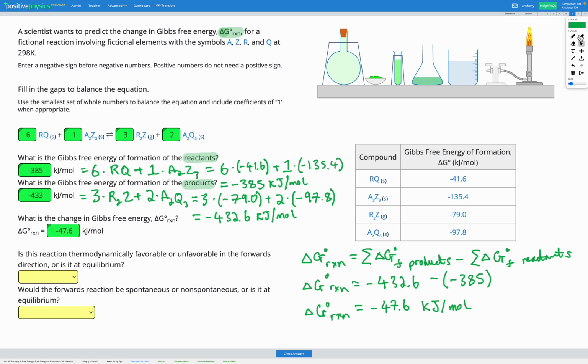Awesome. So same as the previous skills, we're now figuring out, is our reaction thermodynamically favorable or unfavorable? And is it spontaneous or non-spontaneous in the forwards direction? Since our delta G naught of reaction is less than 0, we have a favorable reaction that will be spontaneous.